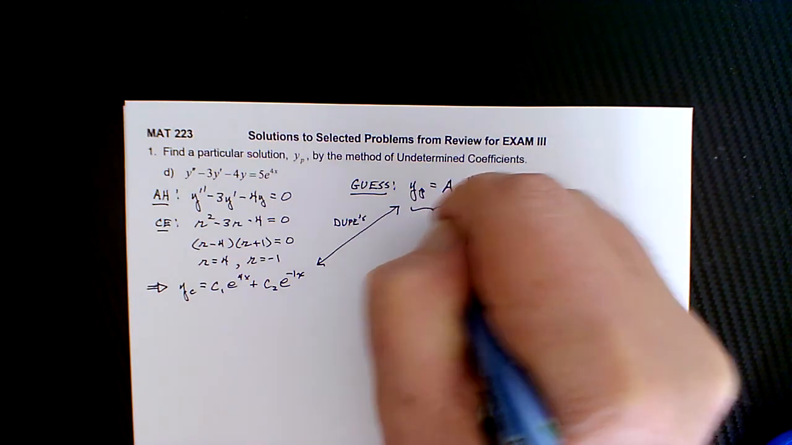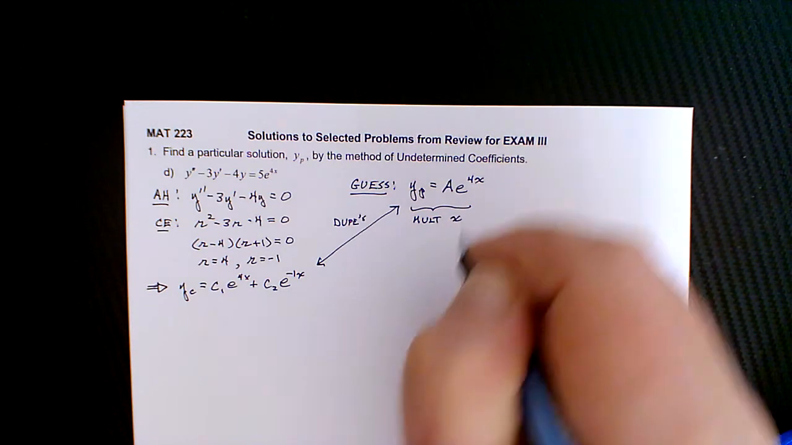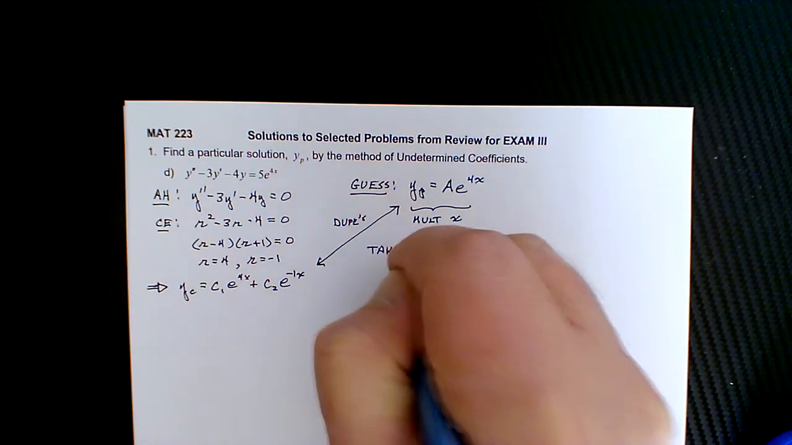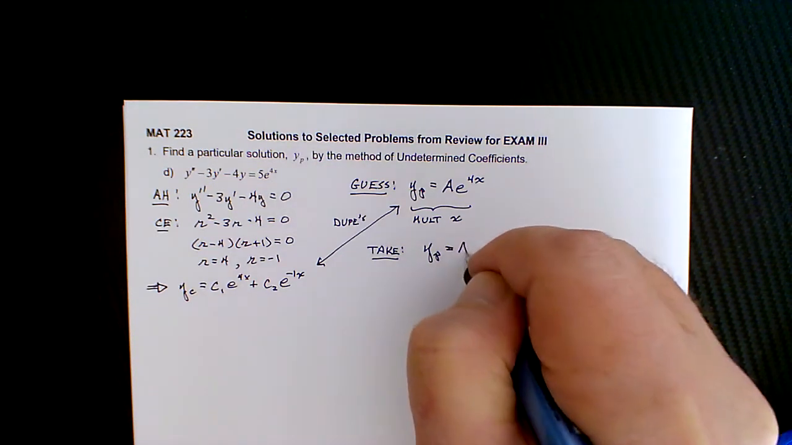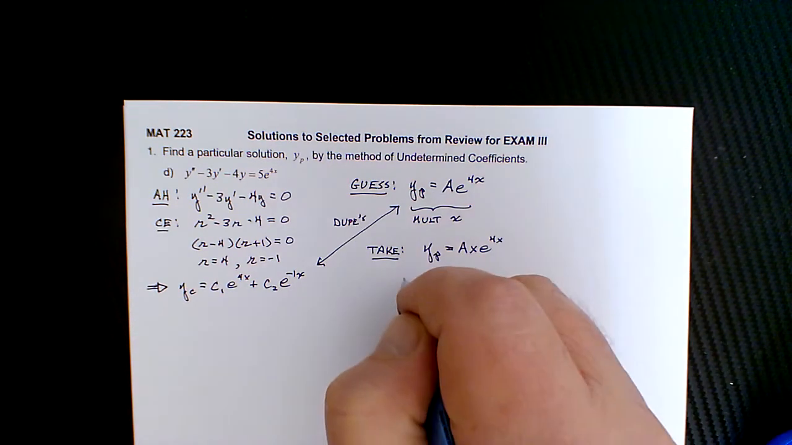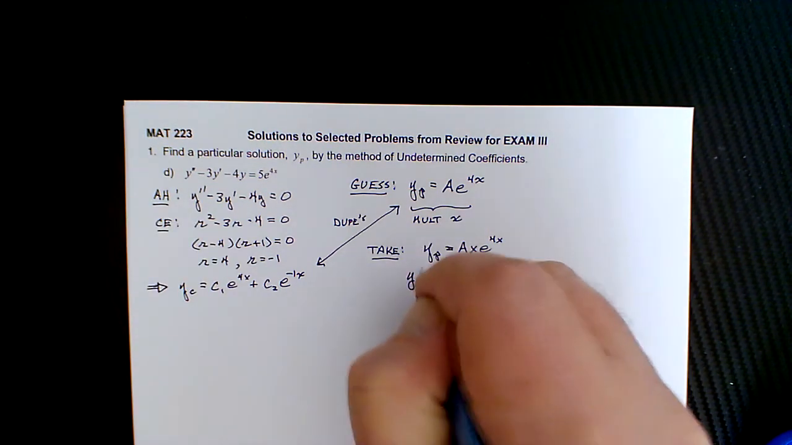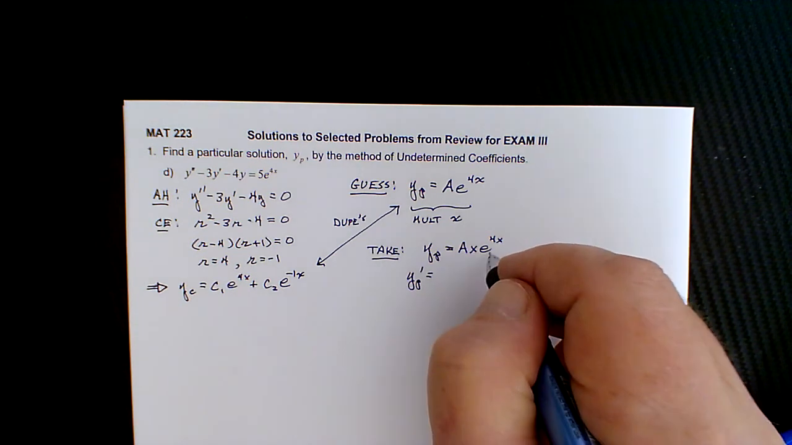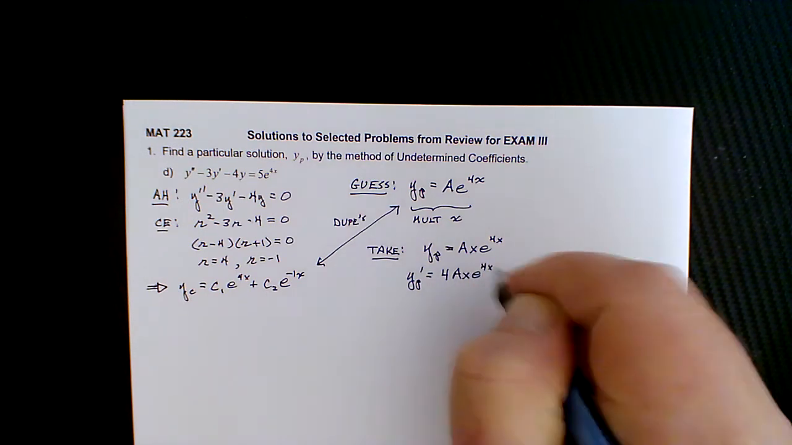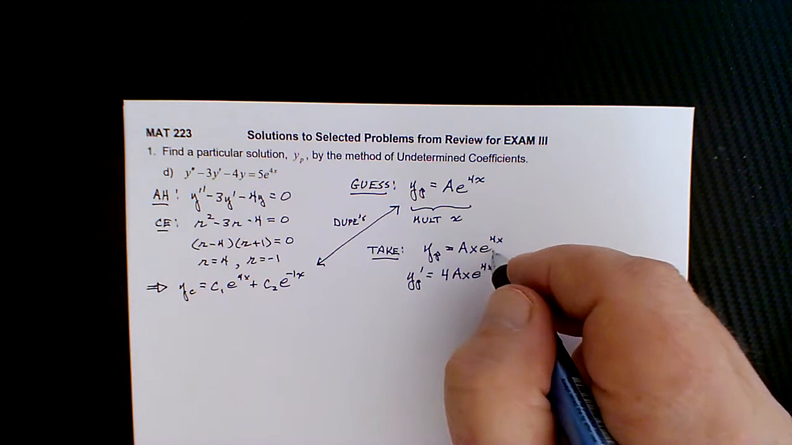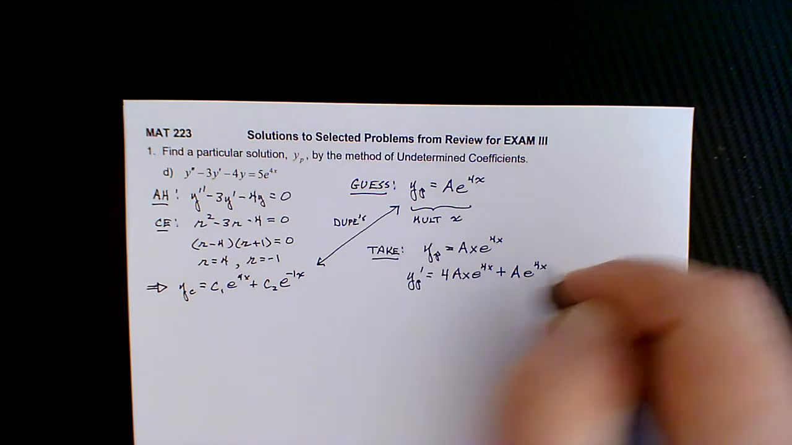But since there all are duplications in the form of e to the 4x, we're going to have to multiply this guy by x. So we'll multiply by the least power such that there are no duplications. And so we take y sub p in this case to be ax e to the 4x. Okay, and then we're going to need a couple derivatives because we're going to substitute into the differential equation. So y sub p prime, first factor, ax times the derivative of the second, e to the 4x times 4. So let me write 4ax e to the 4x plus the second factor, because we're going to need the product rule here, e to the 4x times the derivative of ax, which is a, will just give us a e to the 4x.